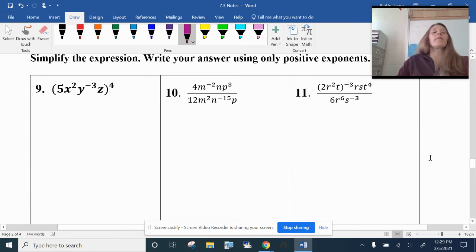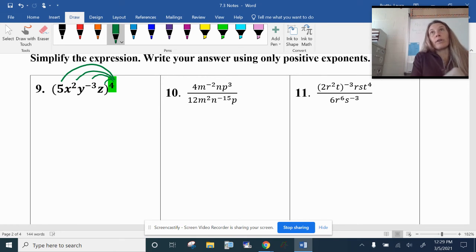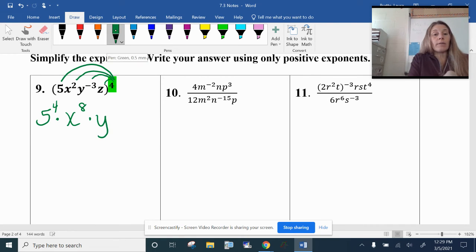All right, so we got a couple more of these. Okay, the first one, I have the parentheses here that I'm going to get rid of first by bringing this 4 to each and every term inside, or each and every part of this product, because this term is actually one large term. So we have 5 to the 4th times x to the 2 times 4 is going to give me 8. Then times y to the negative 3 times 4 will be negative 12. And then z to the 4th.